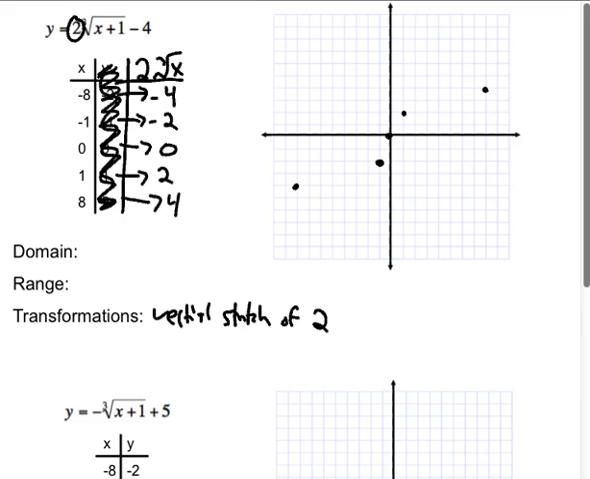And now I'm going to shift them around. Recall this right there is going to send it left 1. That right there is going to send it down 4. So every single point I apply that to. So starting at the point down in the left corner, left 1, down 4. We'll land it right there.